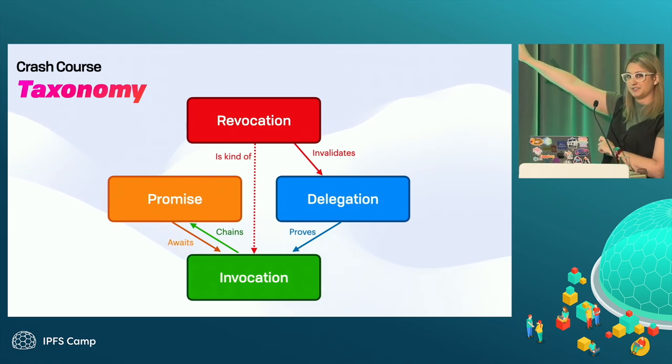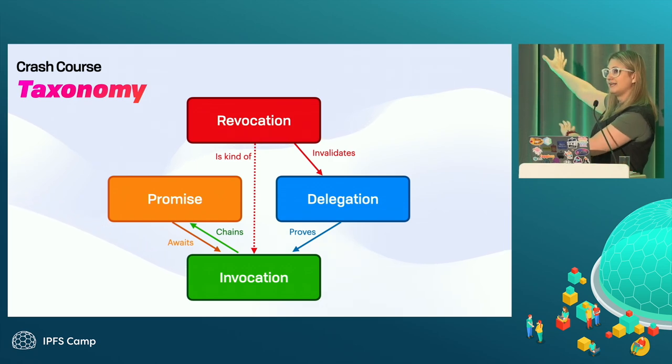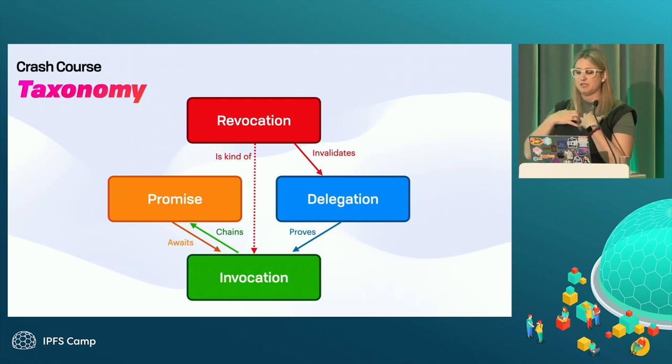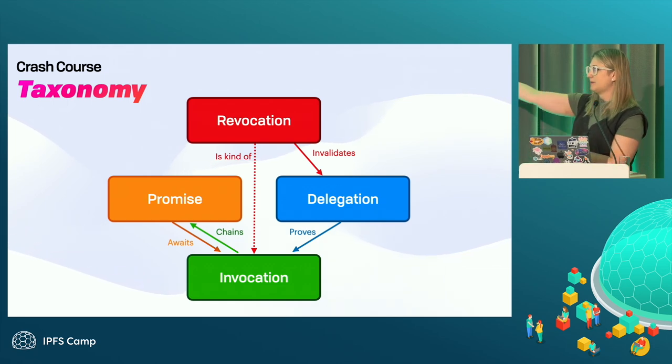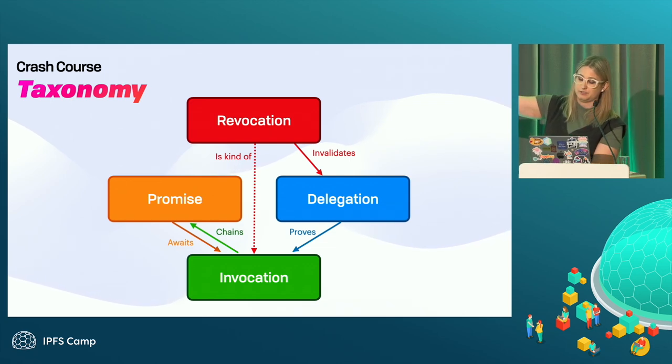We used to have a revocation system that invalidates delegations. That was a separate thing. Now that we have invocations, a revocation is just a kind of invocation. You say, I have the ability to revoke this thing. Here's my proof that I'm allowed to do it. And then that cuts off a delegation, which then invalidates somebody's ability to invoke things.